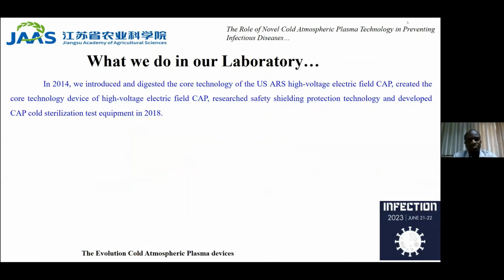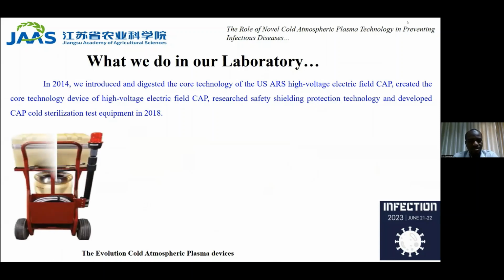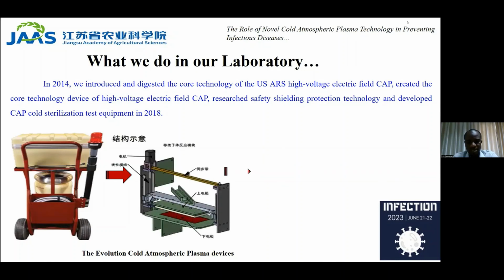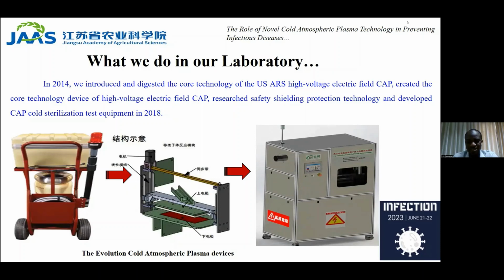And now we will talk about what we do in our laboratory. Our laboratory mainly works now on cold atmospheric plasma. This technology was introduced to us from the United States of America in 2014. From that time on, we modified and improved the technology. Initially, we got this system from the United States. This is the first generation cold atmospheric plasma, and we started improving it. Now we have the second generation and third generation cold atmospheric plasma.